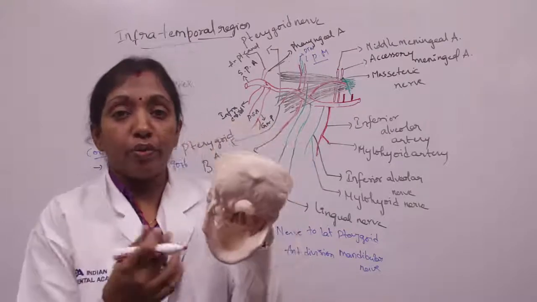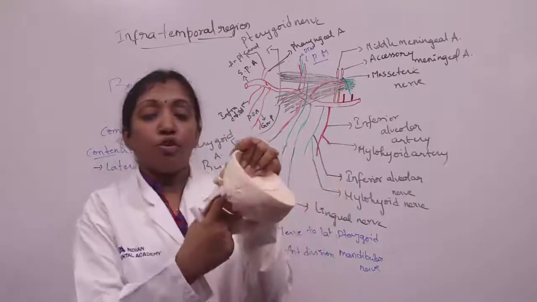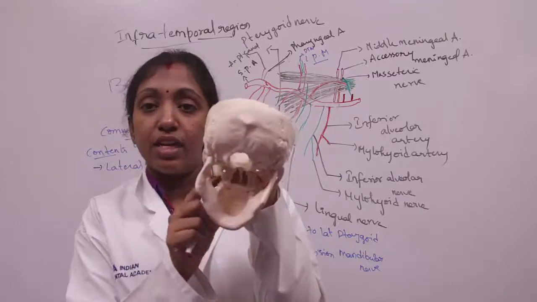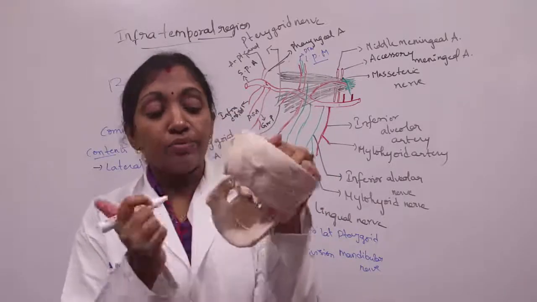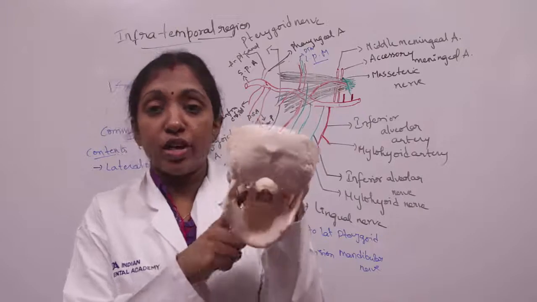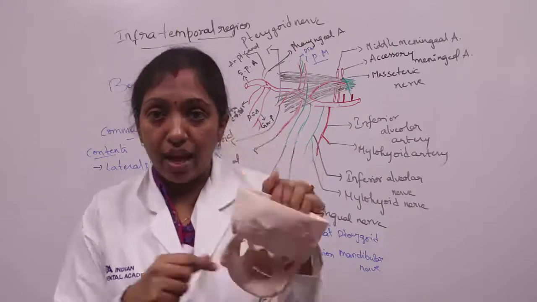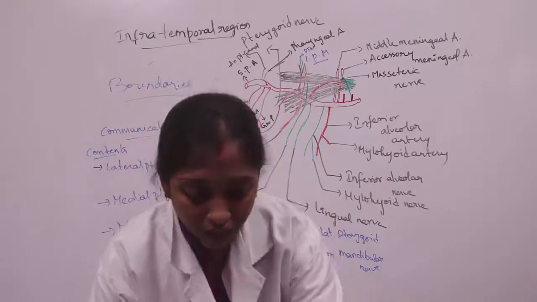Coming to the superficial head, it arises from the tuberosity of maxilla. We have here the tuberosity of maxilla, present on the posterior surface of maxilla. So the superficial head arises from the tuberosity of maxilla. They both get inserted to the angle of the mandible.